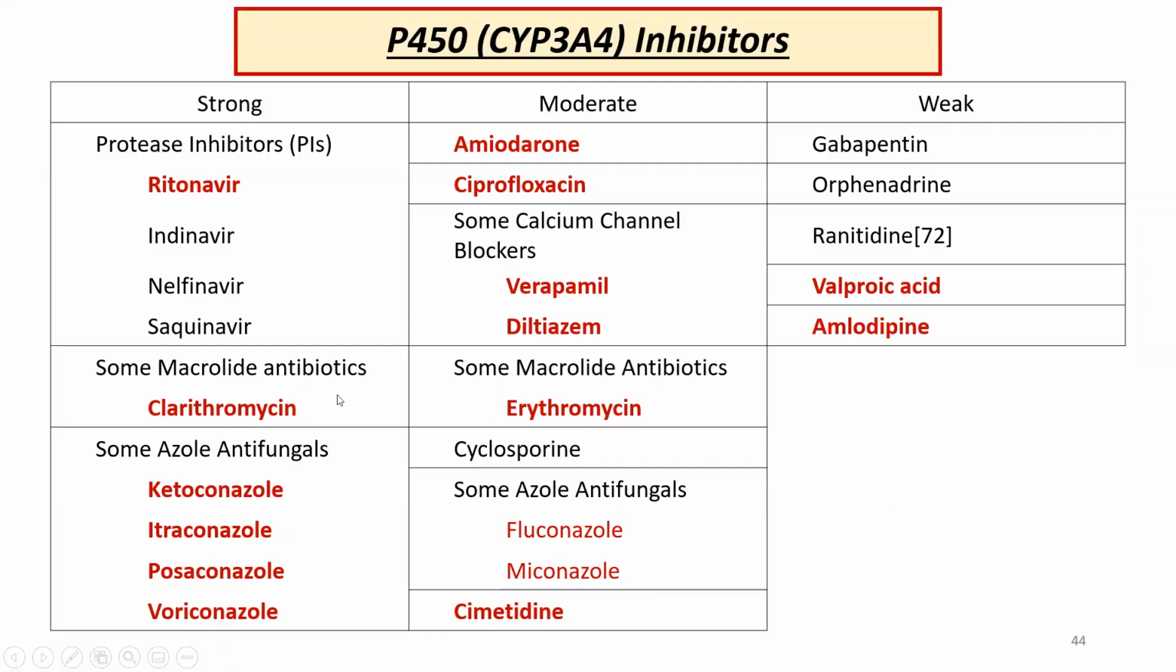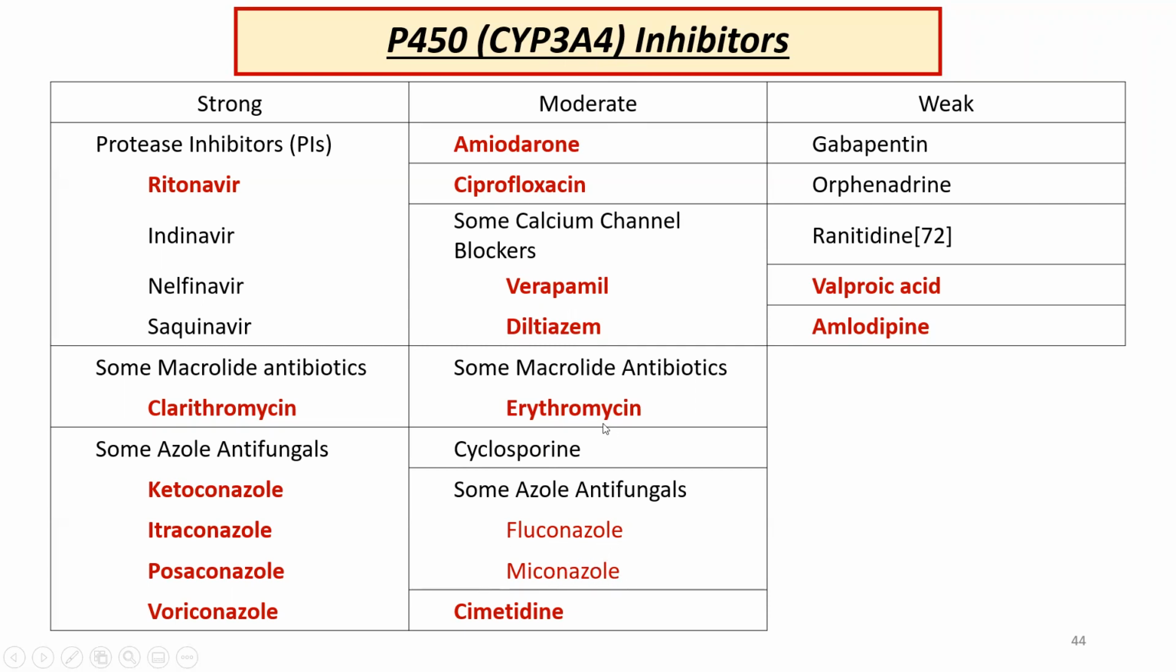Now, what are those CYP3A4 inhibitors? Those are the ones that we need to be aware of, but the strong ones are your ritonavir drugs that you are familiar with using, your clarithromycin usage. They have an impact as inhibitors, your azole antifungals like your ketoconazole, itraconazole, posaconazole, and voriconazole. These are your azoles that have a strong impact on your CYP3A4 enzyme. Whereas the moderate inhibitors are your imidazole, your ciprofloxacin, your verapamil, your diltiazem, and your commonly used erythromycin, and some of your azoles, which are fluconazole and miconazole.